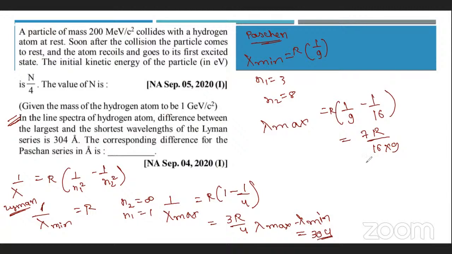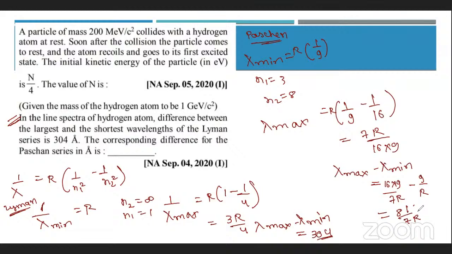So if I'm trying to find lambda maximum minus lambda minimum, it will give you 16 into R upon 7R minus 9 by R, which is nothing but equal to 81 upon 7R. Okay, this is the difference.